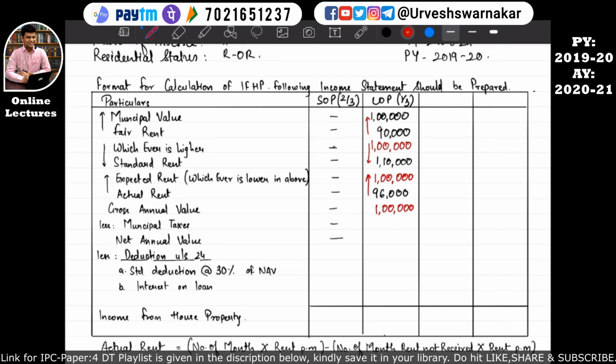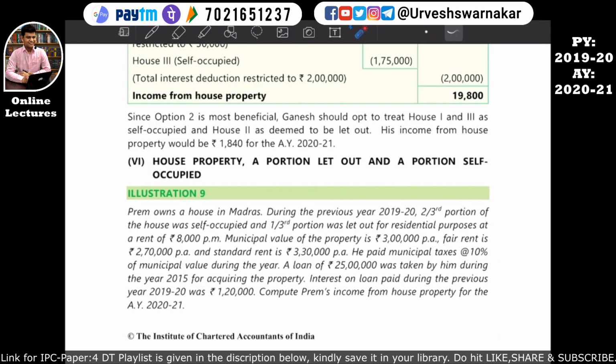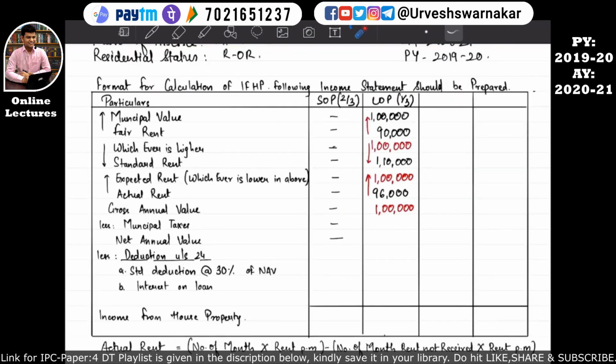Okay, so the municipal taxes details are given in the question. The municipal taxes paid are 10% of the municipal value. So we'll calculate as per our format only 10% of this. So 10% of our municipal value, that is the let out portion, is equal to 10,000. I hope this is quite clear. So finally our NAV is equal to 90,000. I hope this is quite clear to you all.